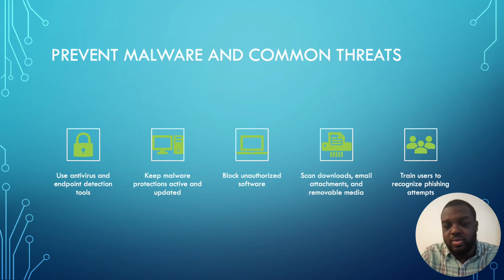However, technology alone is not enough. Many operating system threats begin with phishing emails, unsafe downloads, infected attachments, or removable media. Because of that, users also need training so they can recognize suspicious activity and avoid actions that could put the system at risk. Effective threat prevention happens when security controls and user behavior work together.